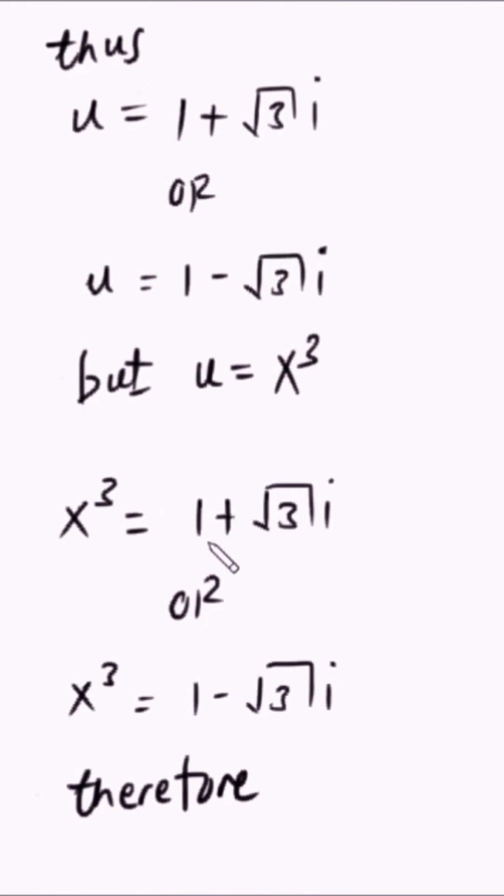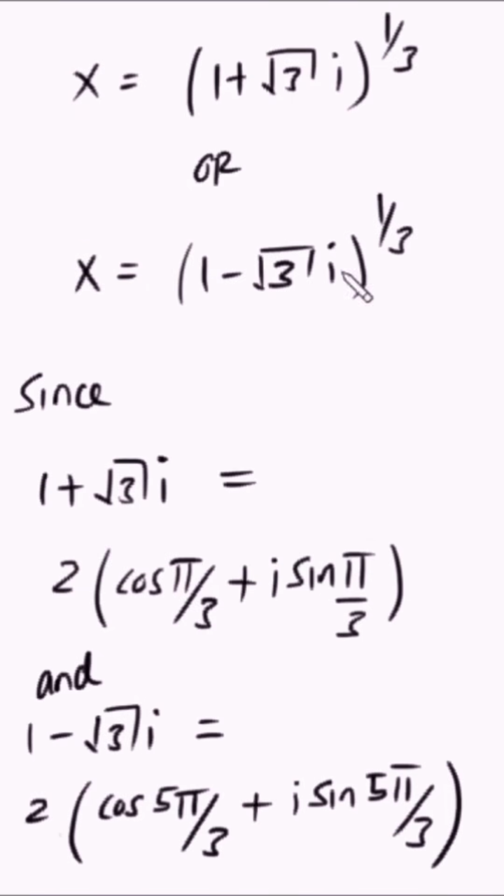So x power 3 is 1 plus the square root of 3i, or x power 3 is 1 minus the square root of 3i. So x is just the cube root of this 1 plus the square root of 3i, or the cube root of 1 minus the square root of 3i.